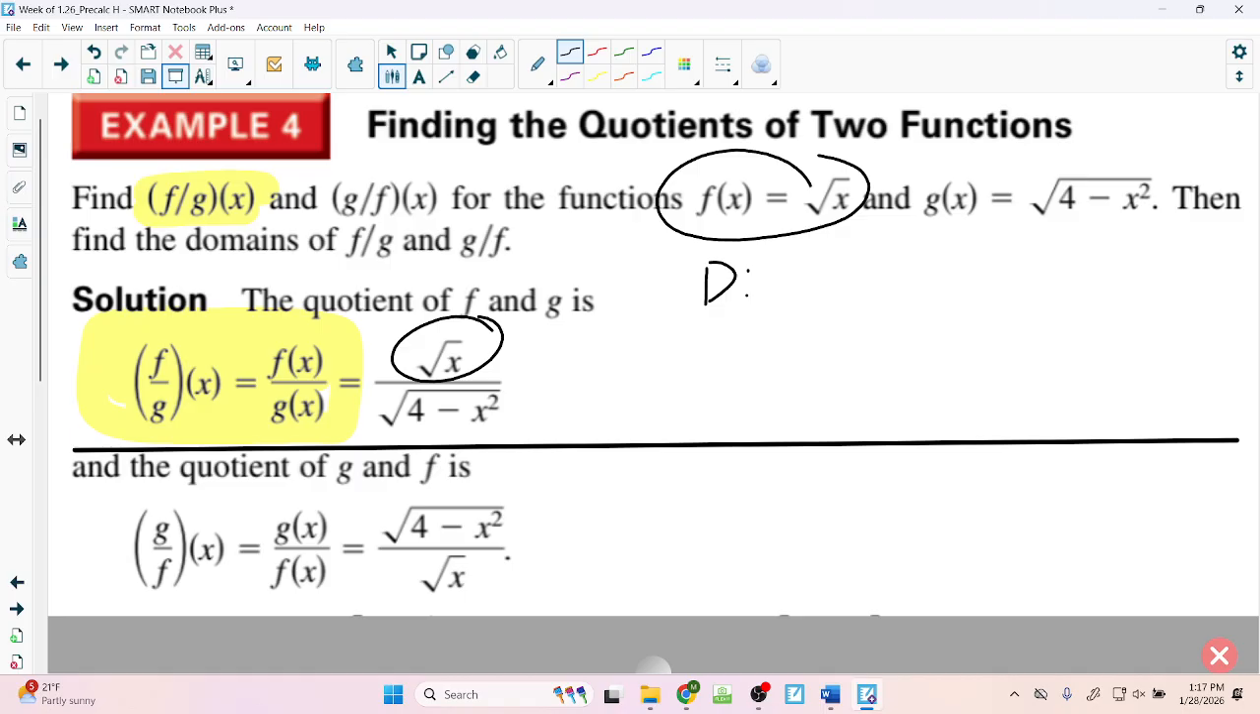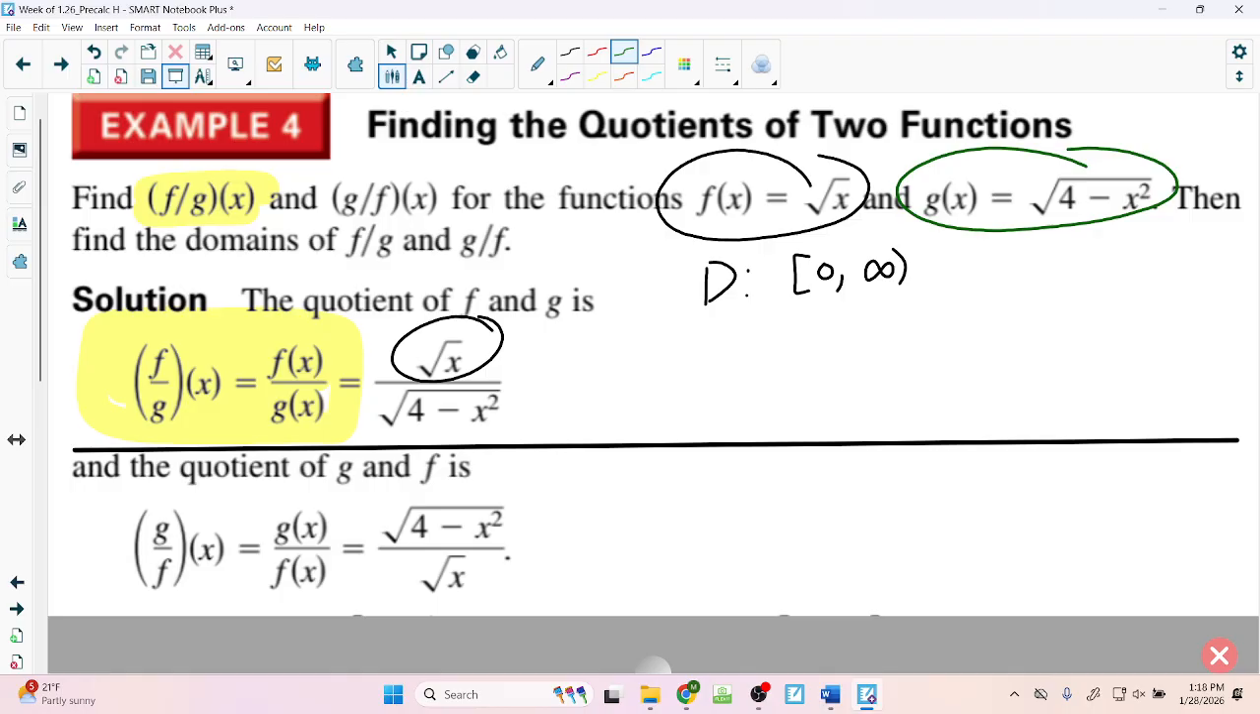You can't put anything negative in, you say? Correct. So it has to be non-negative. So 0 is okay, which is non-negative, all the way to infinity. That's the domain of this one. Now we'll do the domain of this one.